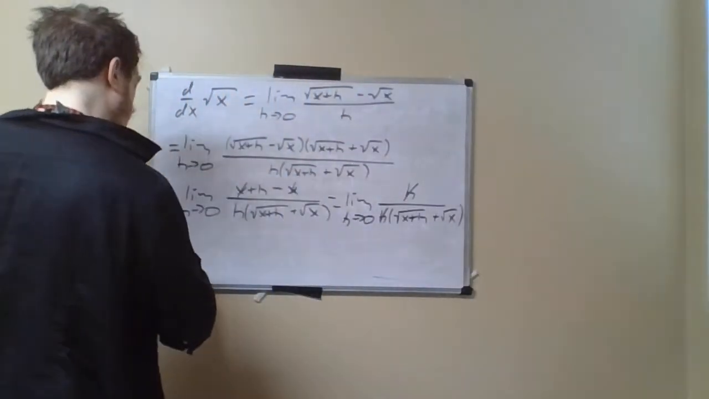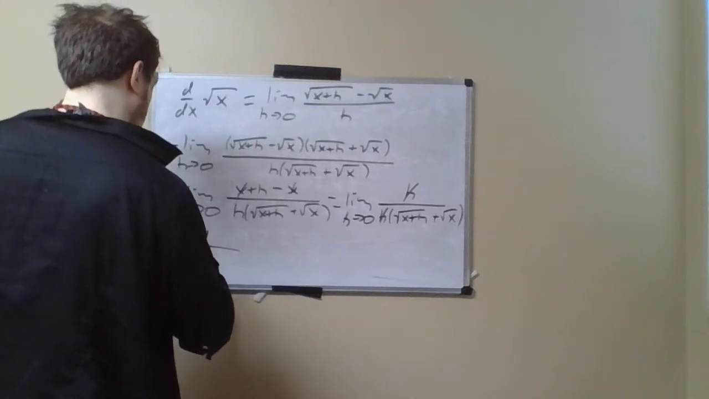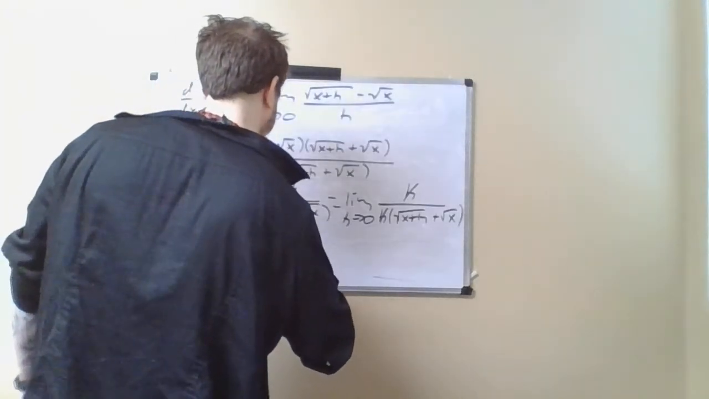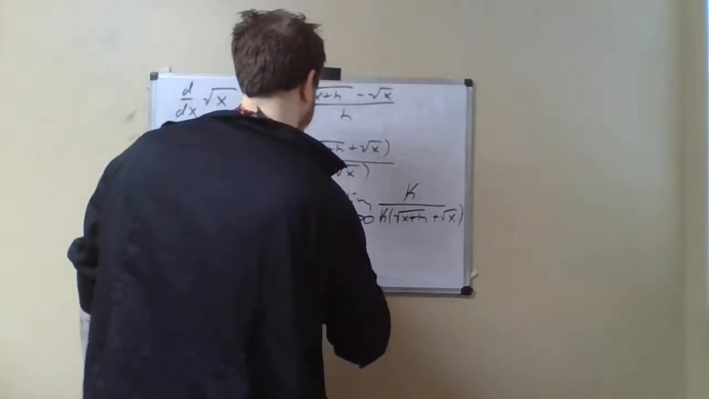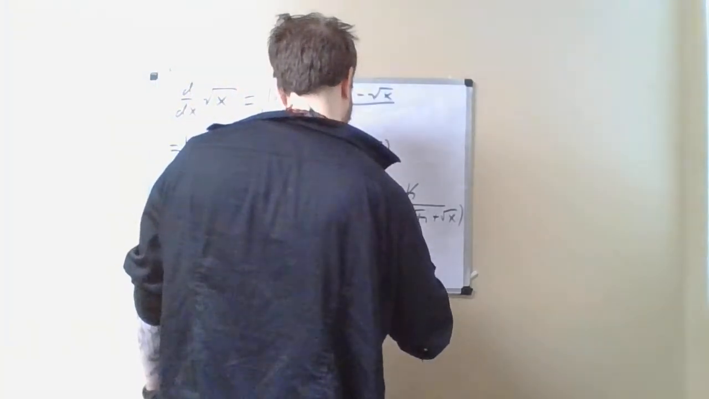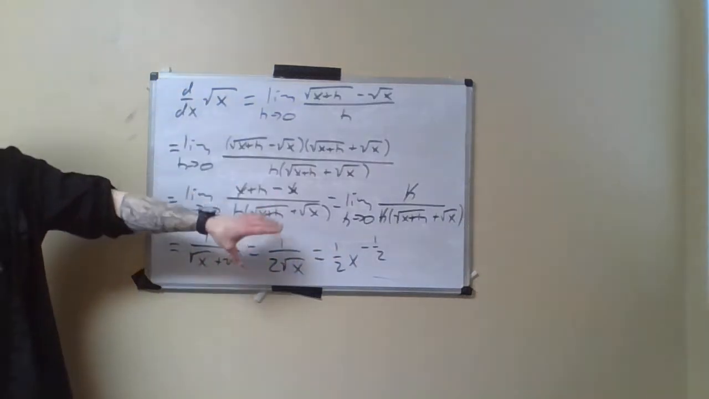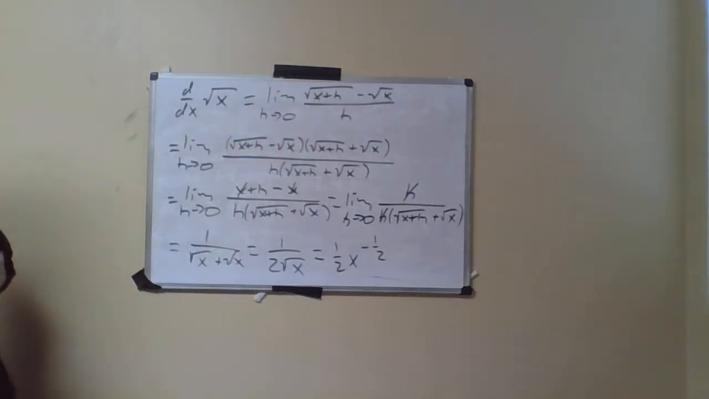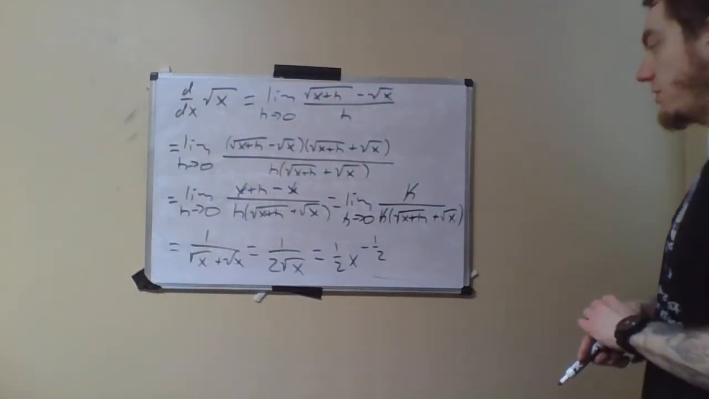So this is going to be equal to 1 over square root x plus square root x, which is 1 over 2 times the square root of x. We can also write this, if we want to, as 1/2 x to the minus 1/2. And there is a reason why I want to write it both of these ways, because later on we're going to see this sort of interesting pattern that happens. But yeah, let's just leave it like that for now.